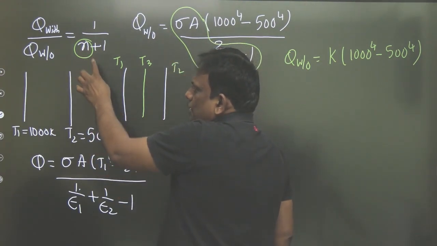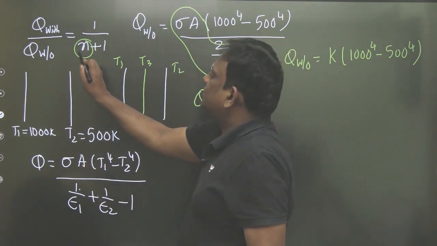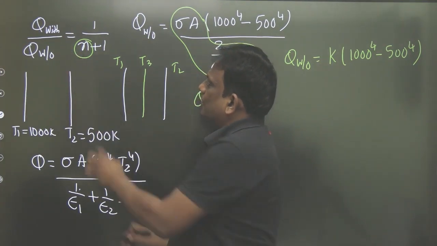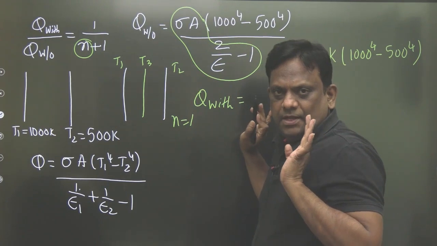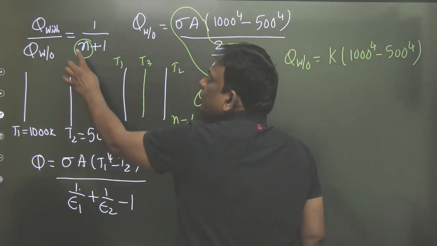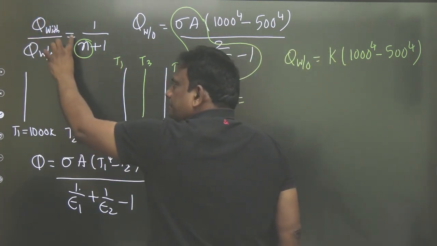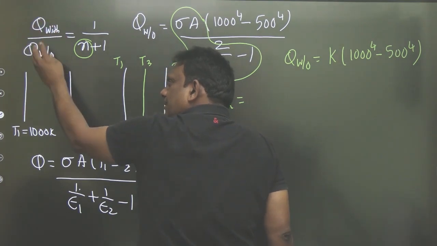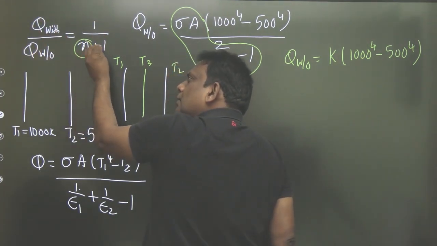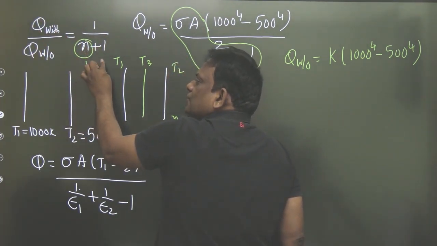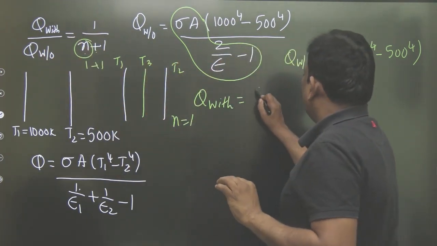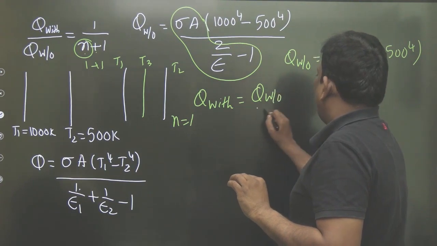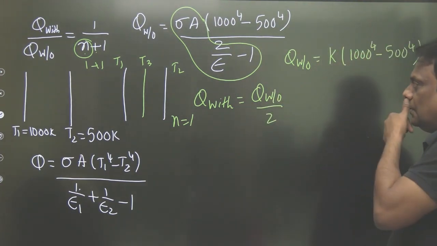1 plus 1 is 2. So heat transfer with shield, if n is equal to 1, if I take the number of shields as 1, will be equal to heat transfer without shield by n plus 1, that is 1 plus 1 is 2, means without shield by 2. So it will be without shield by 2.